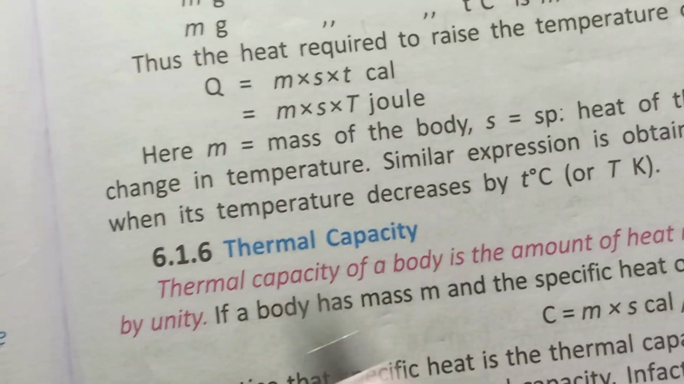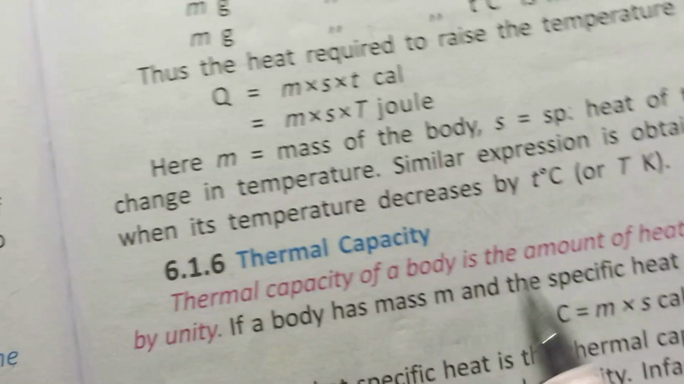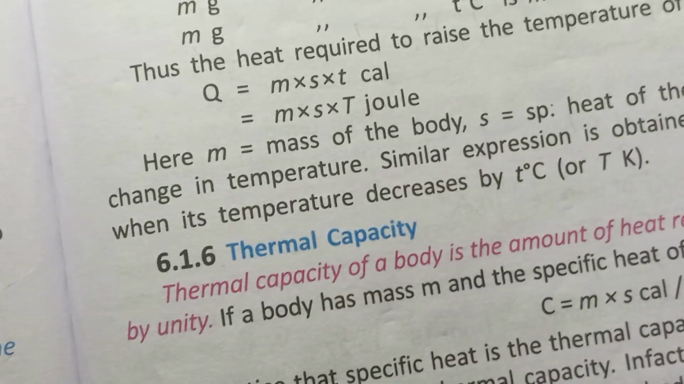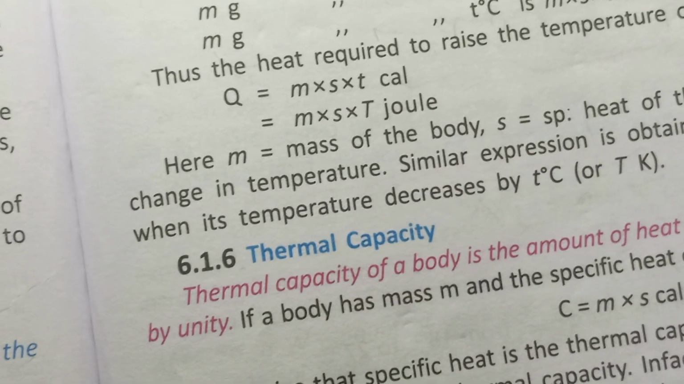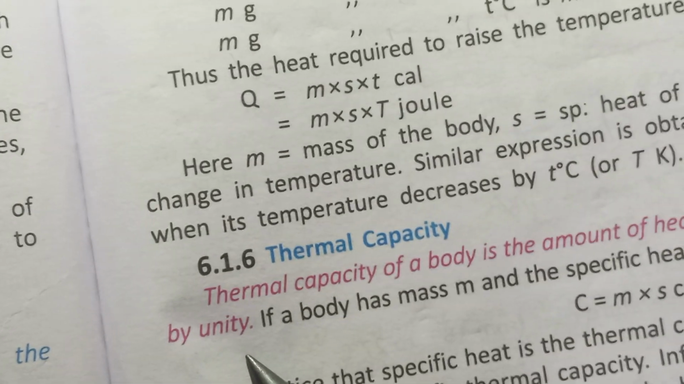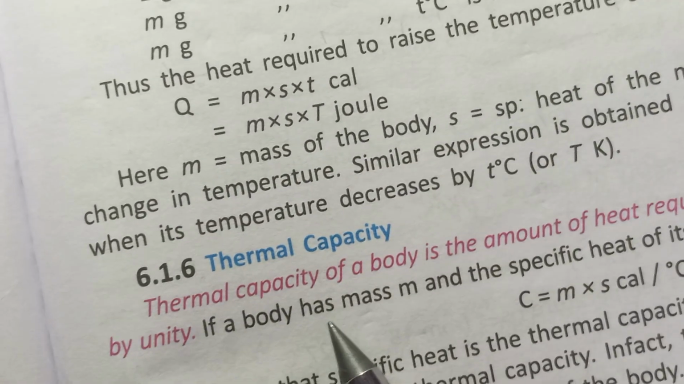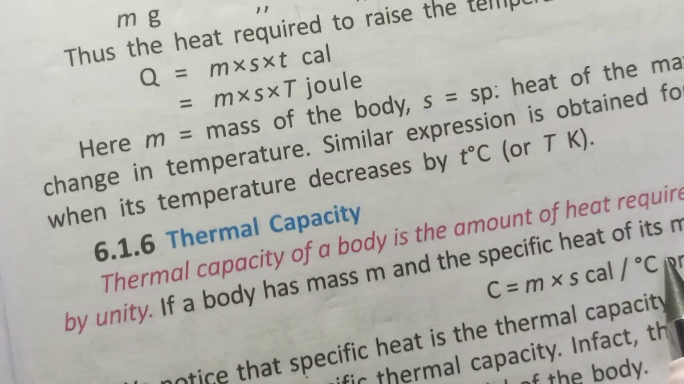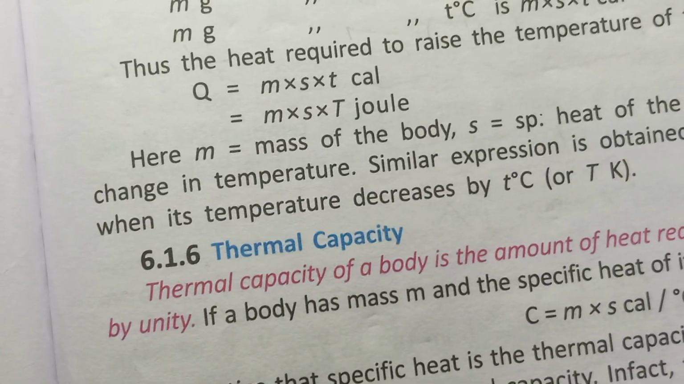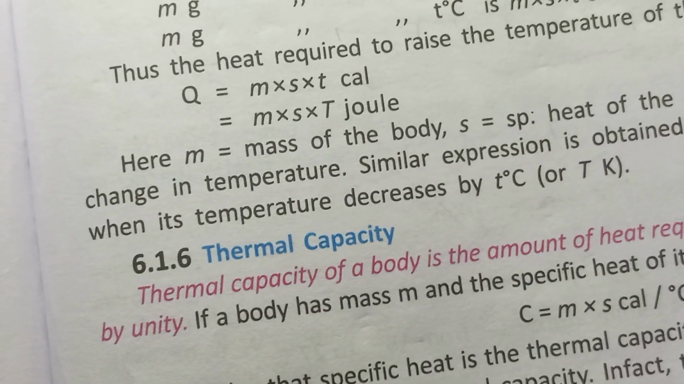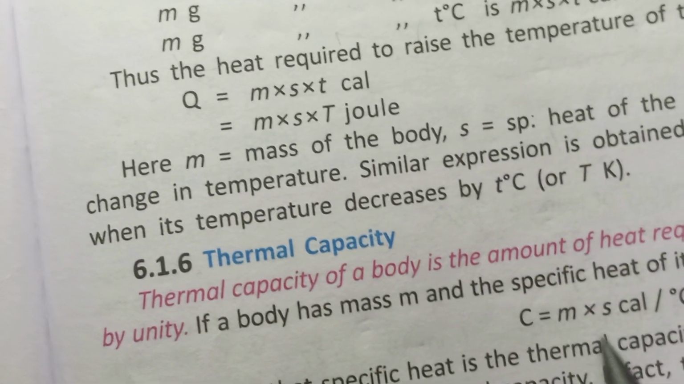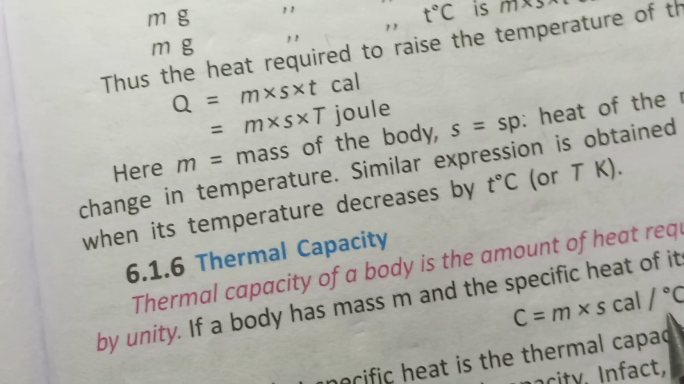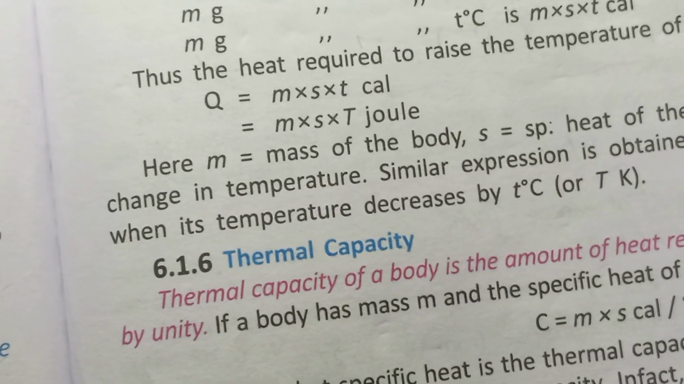6.1.6 Thermal capacity. Thermal capacity of a body is the amount of heat required to raise the temperature of the body by unity. If a body has mass m and specific heat of its material is S, then its thermal capacity is C equals m into S calorie per degree C or joule per Kelvin.